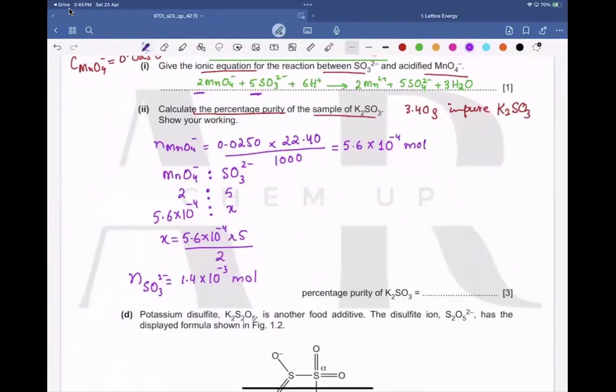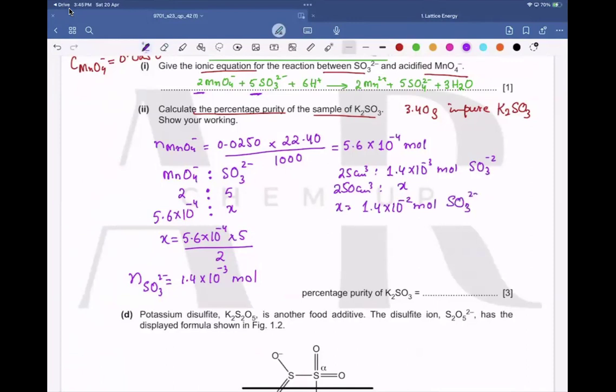So now I have the ratio that 25 centimeter cube has 1.4 exponent minus 3 moles of sulfite ions. If the volume is 250 centimeter cube, then the moles would be x. In this case, if you calculate x, it would be 1.4 exponent minus 2 moles. And these are the moles of sulfite in 250 centimeter cube. Is this understandable to all of you?